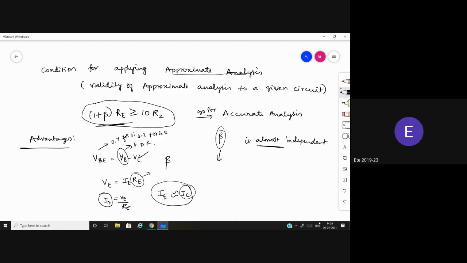If you remove it, again we'll get one more problem. The other problem is, again we'll have Q-point instability. Because of RE, because of the bypass capacitance, whatever we are connecting across RE, and we will connect the bypass capacitance.